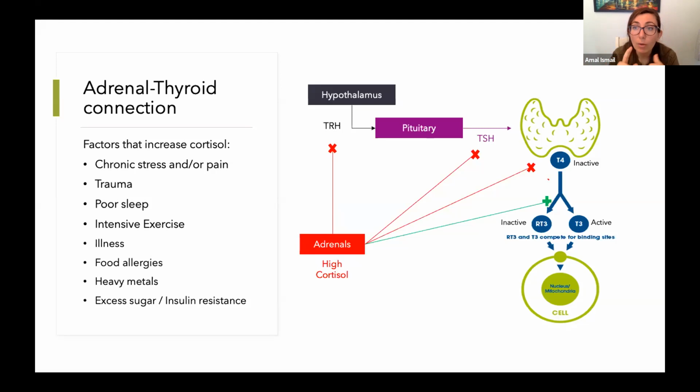Poor sleep is again a major factor in raising cortisol, because sleep regulates our cortisol pattern.